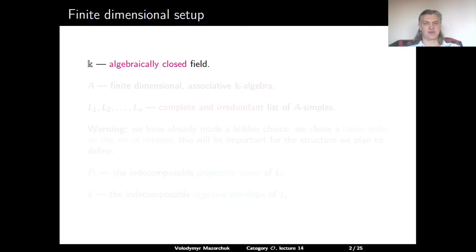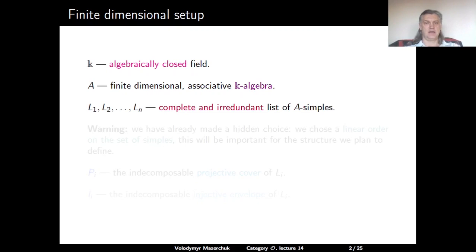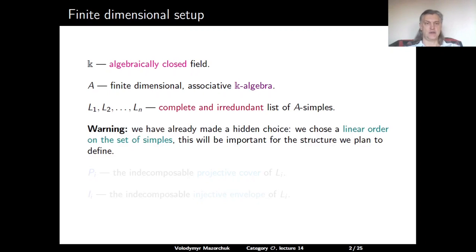Let K be an algebraically closed field and A a finite-dimensional associative K-algebra. Let us enumerate simple A-modules as L1, L2, and so on, Ln. Please note that in this way, we effectively have chosen a linear order on the set of simple modules. This will be an important part of the structure which we are going to discuss.